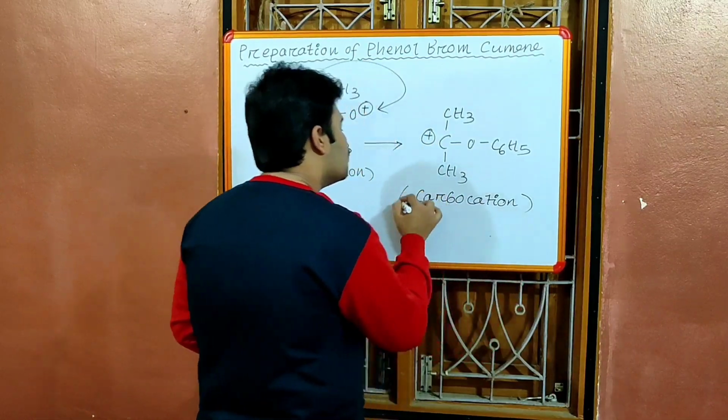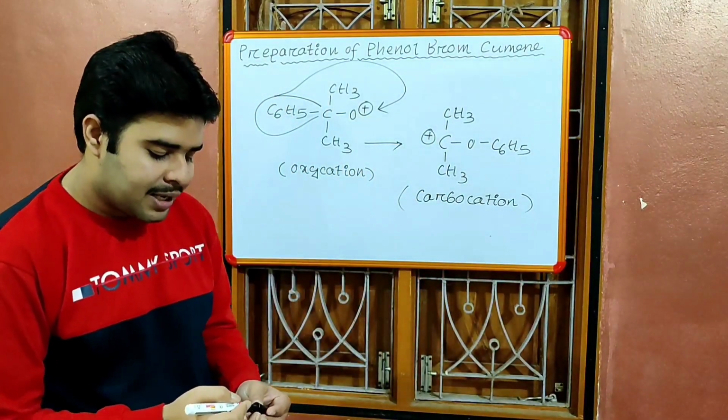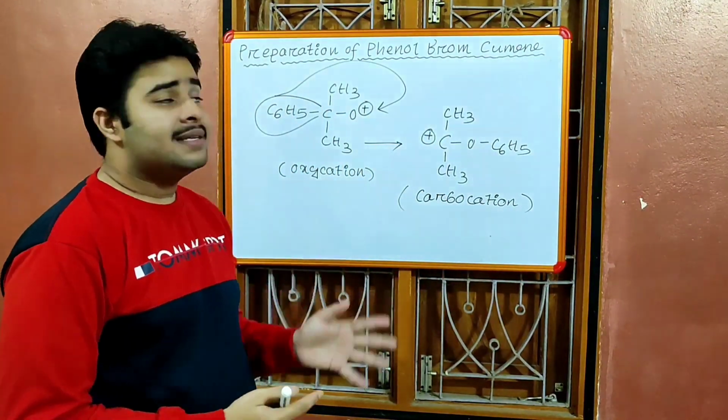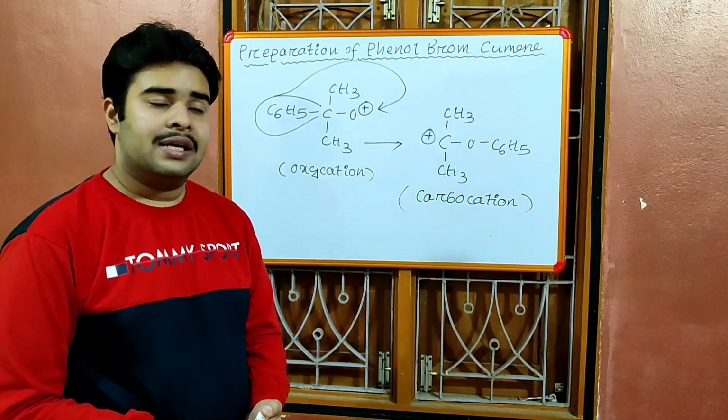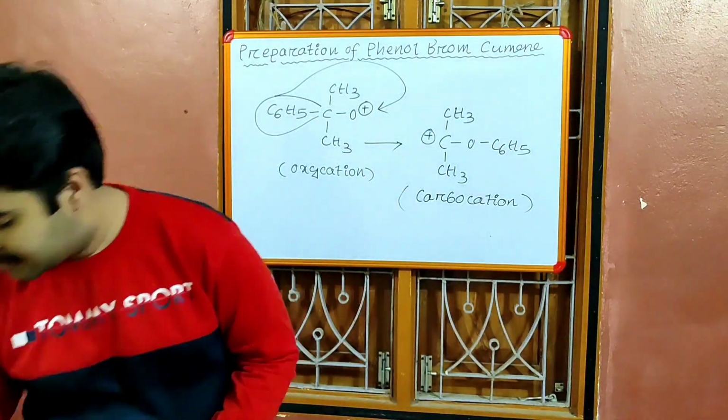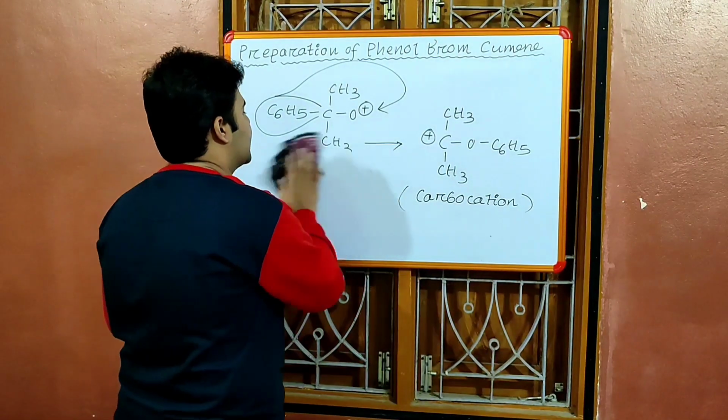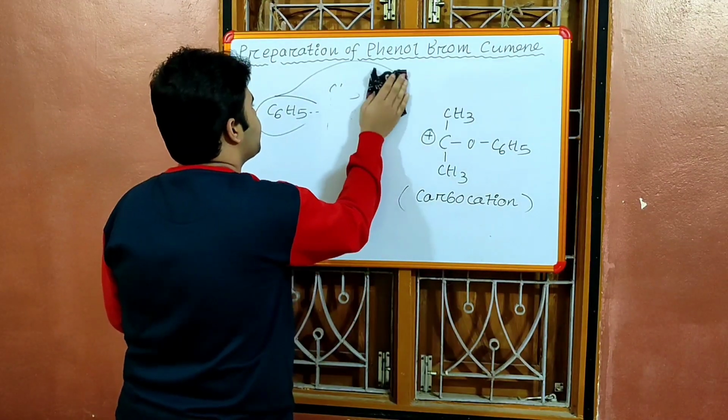And the carbocation, we know that it is one reaction intermediate, so it is reactive and short-lived. So what will happen? We have to proceed. What will happen to this carbocation? And what will be formed as the product of this?